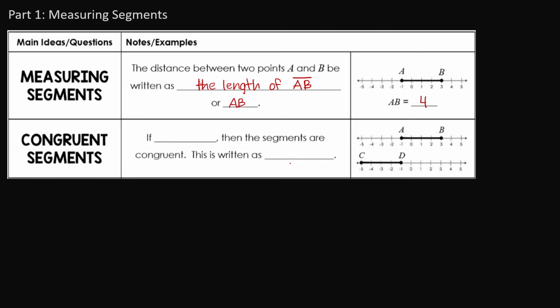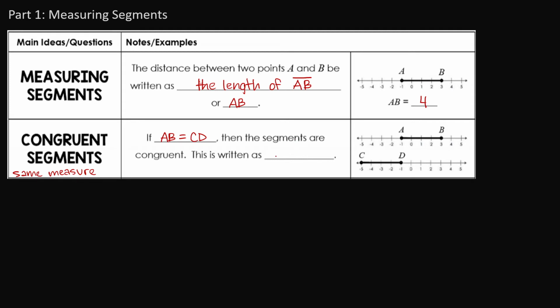Let's talk about congruent segments. Congruence, for the record, means same measure. If in this diagram we have segments AB and CD, it looks like they are the same measure. It looks like they are 4 units long each. So if the length of AB is equal to the length of CD, then the segments are congruent.